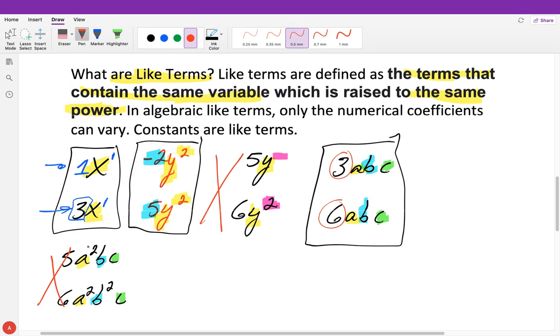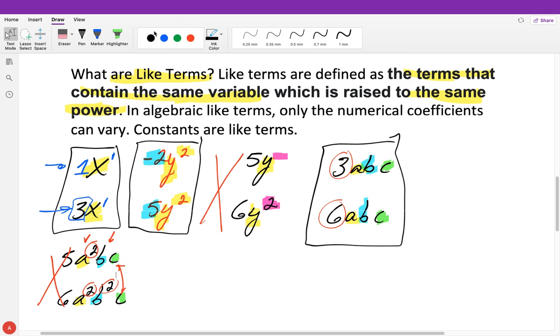So yes, for our A's, they're both A squared, so the A's match. The A's would be considered like terms within that if that was its own term. However, the B has a squared and this one doesn't. Since the B's don't match and this is all one term, this is not a like term. All the variables within the term have to match each other exactly. So although the A's and the C's match perfectly, the B's do not. So these are not like terms.